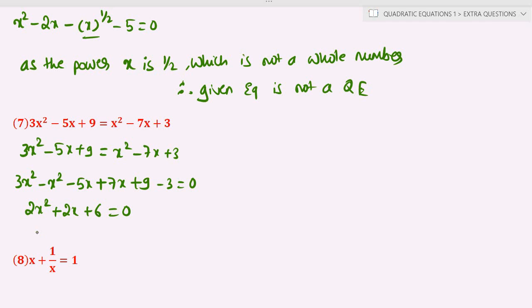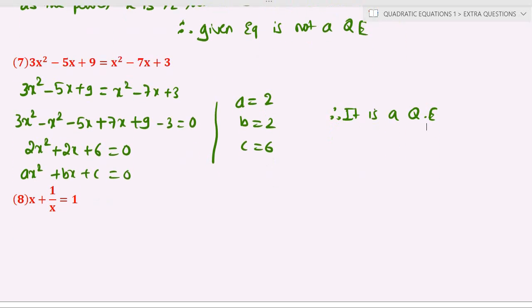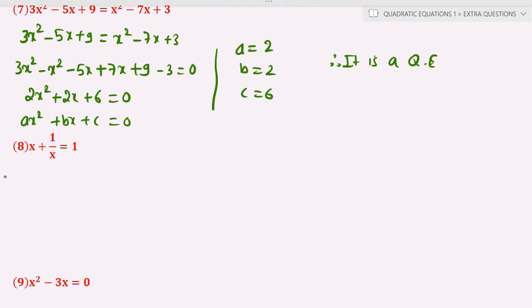See, we can compare this equation with the standard form of the quadratic equation, ax square plus bx plus c is equal to 0, and all the powers of x are whole numbers. Therefore it is a quadratic equation, where a is equal to 2, b is equal to 2 and c is equal to 6. Therefore it is a quadratic equation. And let us move to the next question.